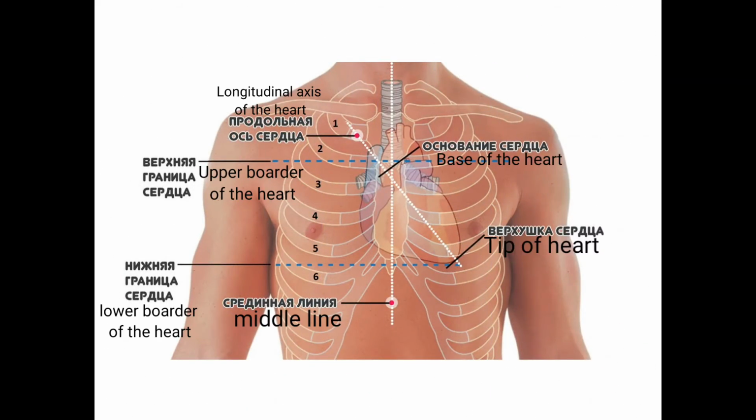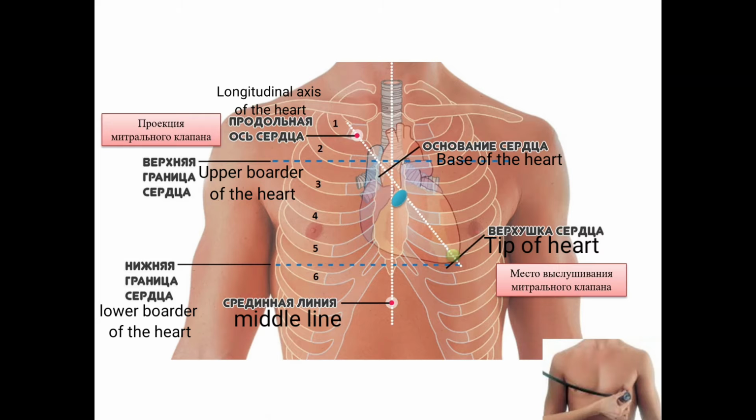The right and left atrioventricular openings are projected onto the anterior chest wall along an oblique line running from the external end of the third left costal cartilage to the sixth right costal cartilage. The left opening is located on this line at the level of the third left costal cartilage. The right opening is above the place of attachment of the fifth right costal cartilage to the sternum.